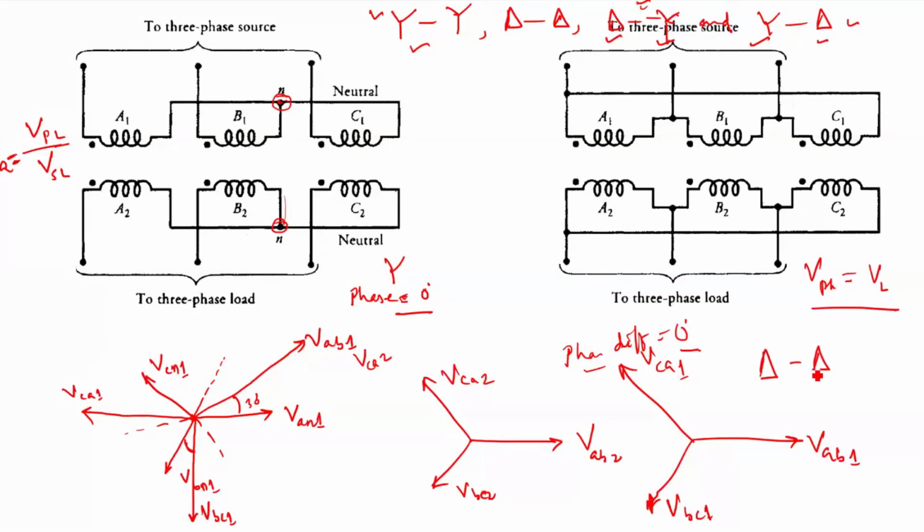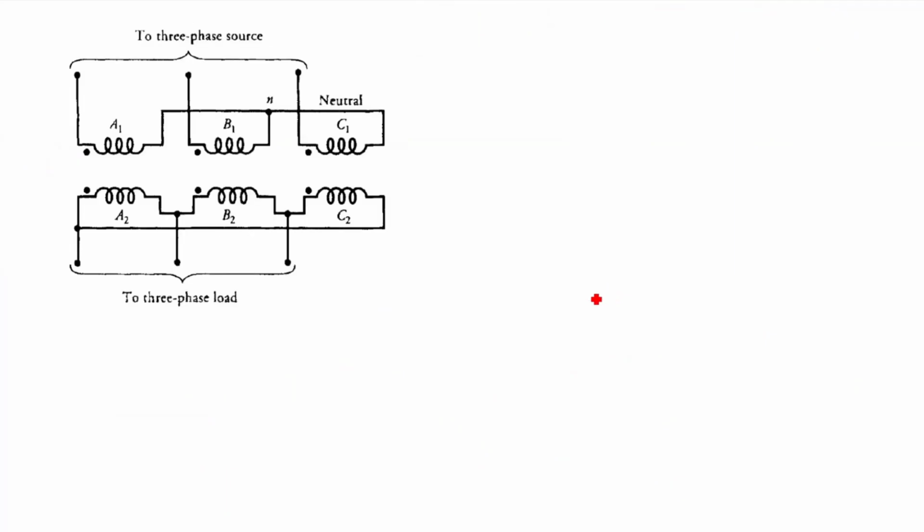We call it a 0 degree connection with delta delta fashion, right? So the connection is in delta delta, but the phase difference is 0 degree. So this is how we represent it. Now if we go for the star delta connection, this is a star delta connection because your primary side is in the star connection, this is your neutral point, and the secondary side is in the delta connection, right?